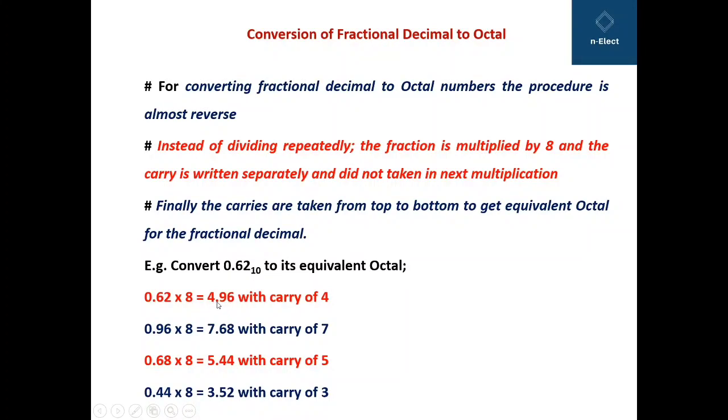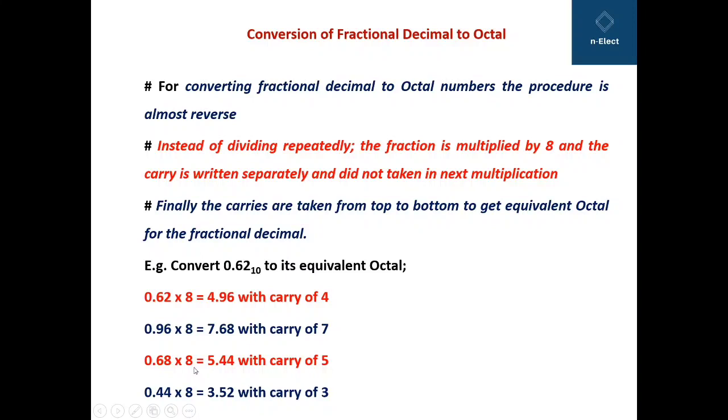The part which is coming before this point is called carry. So with carry of 4 we have written. So 4 is already taken here. The remaining part is 0.96, which will be taken in the next multiplication. Again it will be multiplied by 8, so we will get 7.68. The part which is coming before the point is called carry. So with carry of 7 we have written, and 0.68 we have carried forward here.